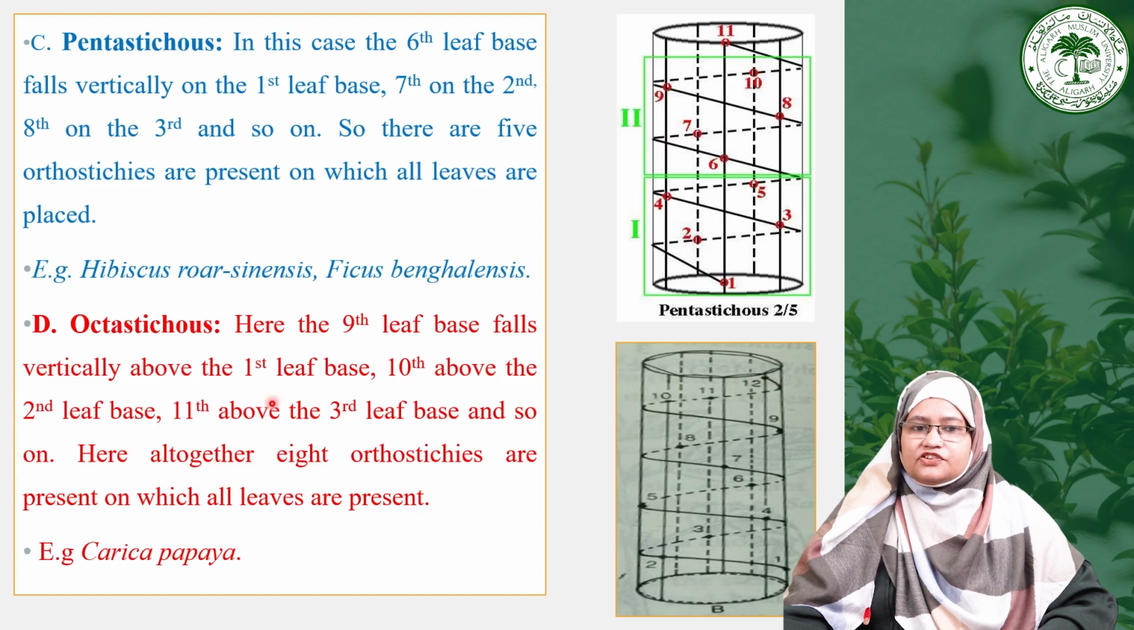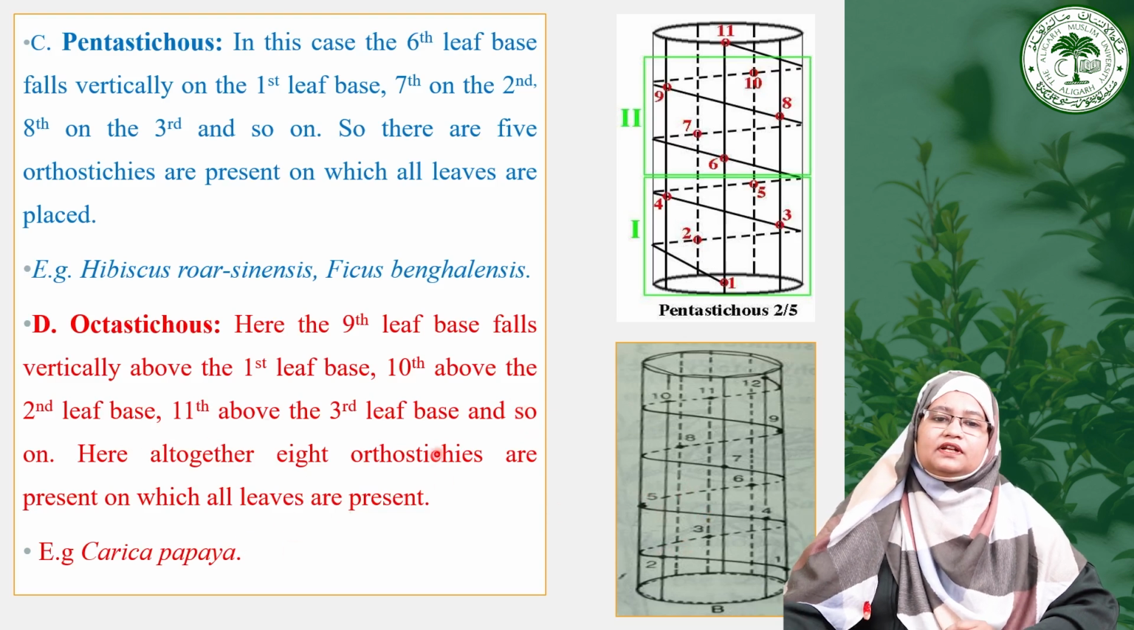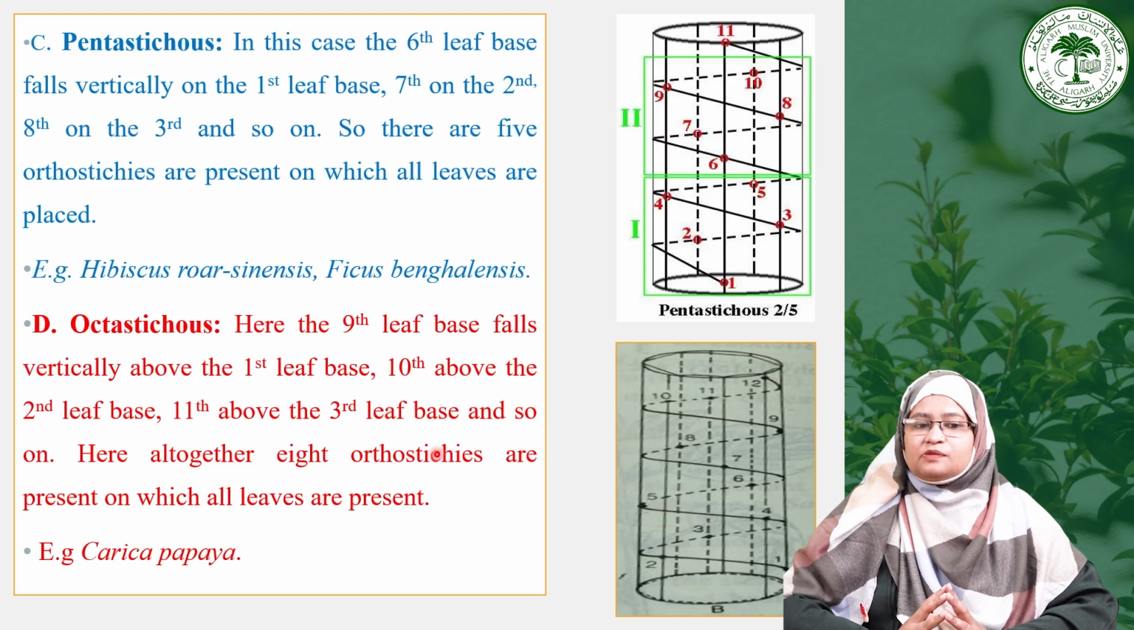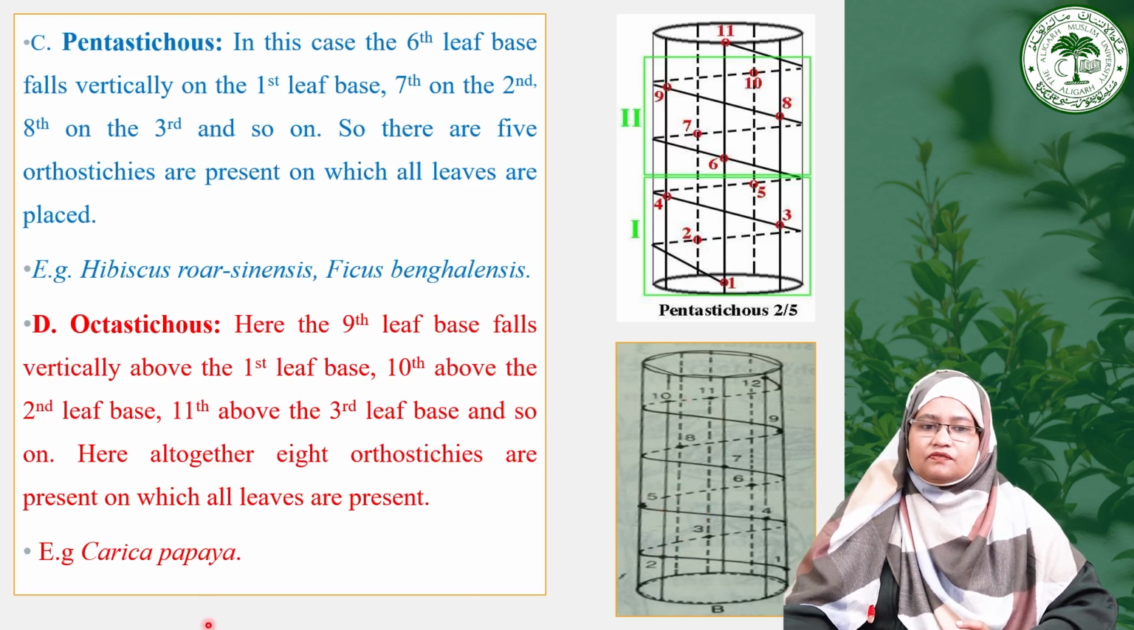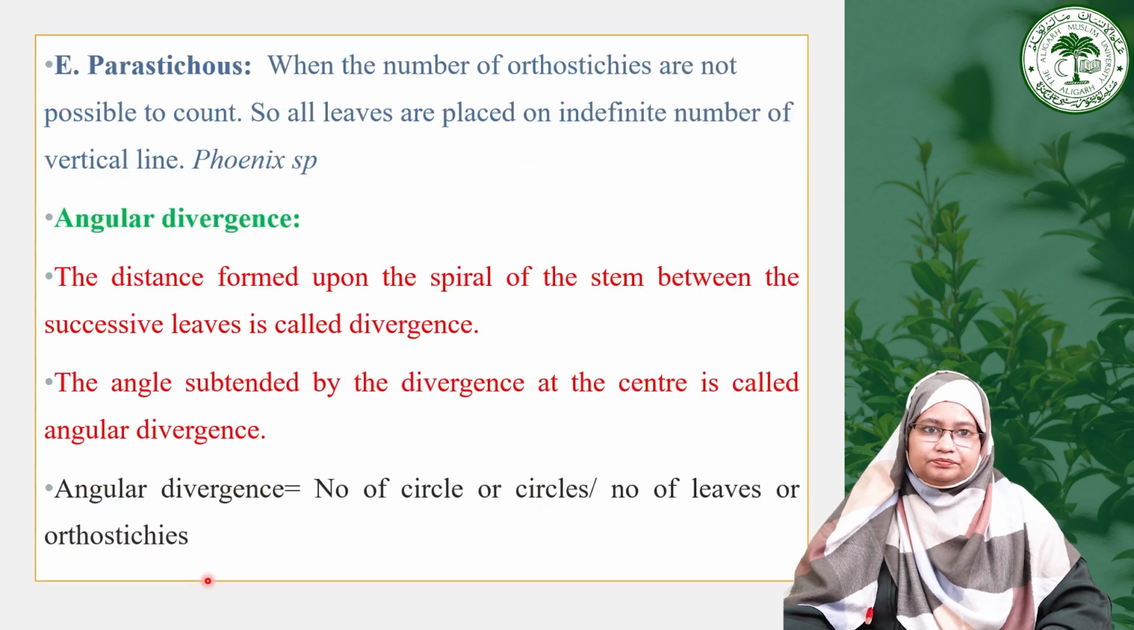Then octastichous, here the 9th leaf falls vertically above the first one, the 10th above the second, and the 11th above the third leaf. So here a total of 8 orthostichies are present on which all the leaves are present, and this is present in the case of Carica papaya.